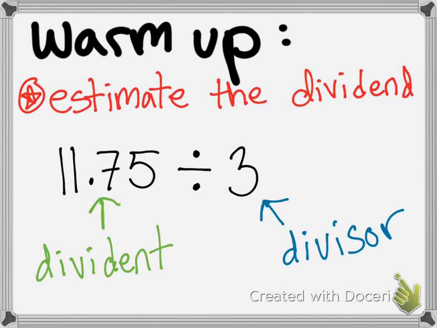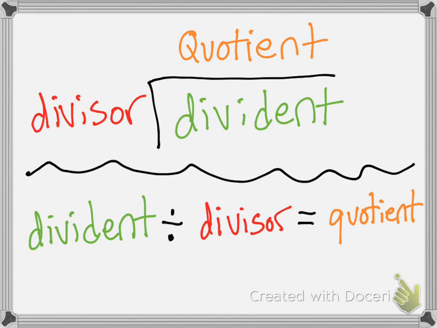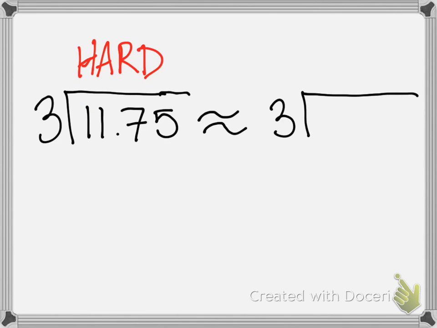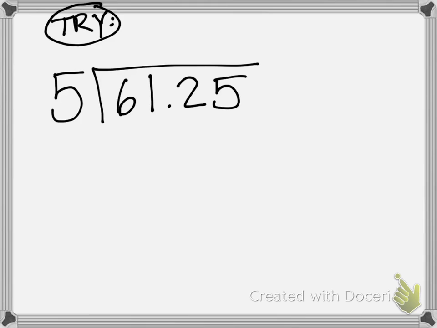So this one is the dividend and the other is the divisor. We always put the dividend on the inside of the house, the divisor on the outside of the house, and our answer is called a quotient. So this is hard to solve? The 3 goes into 11.75, but 3 going into 12, that just happens 4 times, and we're done. Super easy. So I want you guys to try this problem right now using estimation.